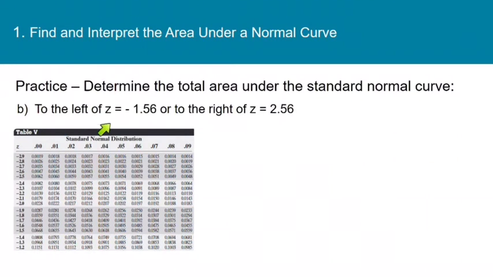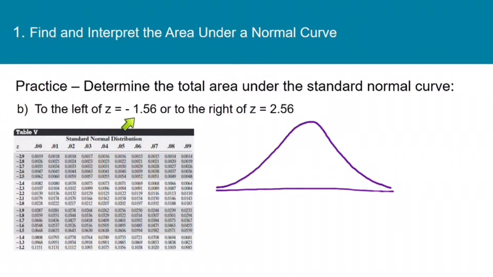And here's one more like that. This says find the area to the left of z equals negative 1.56 or to the right of z equals positive 2.56. So let's start with a sketch as usual. The line for z equals negative 1.56 will be here to the left of the left inflection point just a little bit, and the line for positive 2.56 will be out here close to 3. So the area to the left of negative 1.56 is this little slice, and the area to the right of positive 2.56 is this little slice.